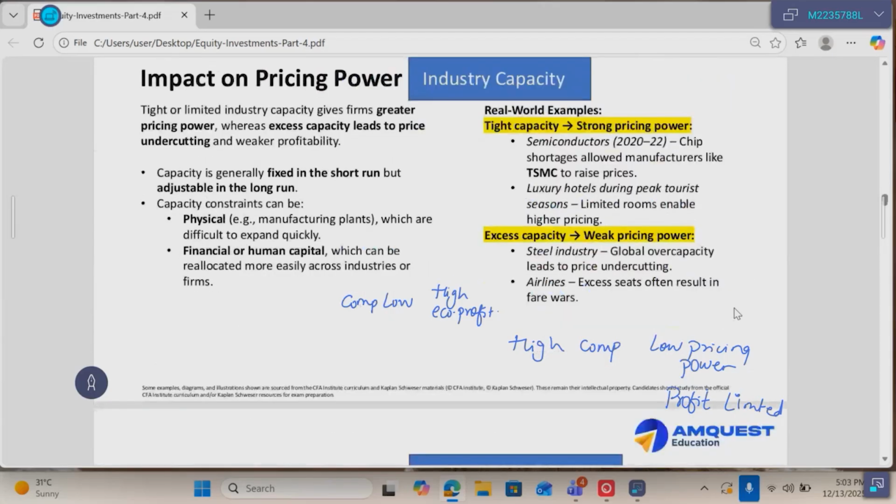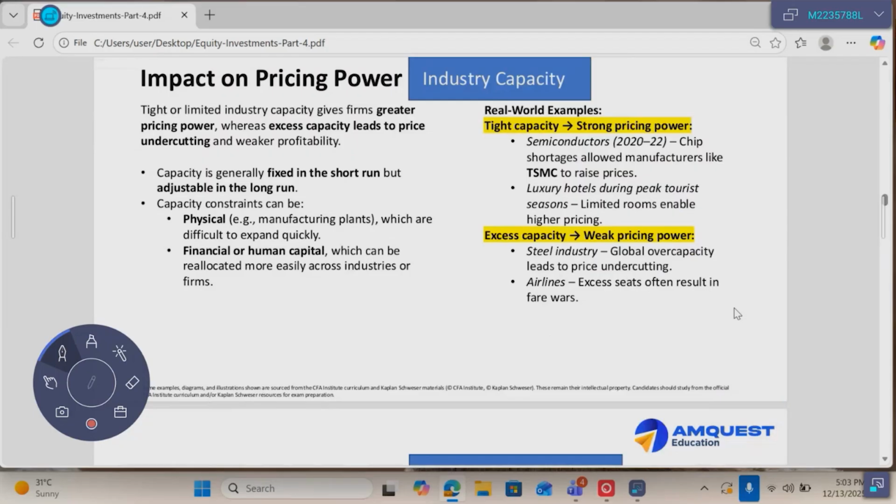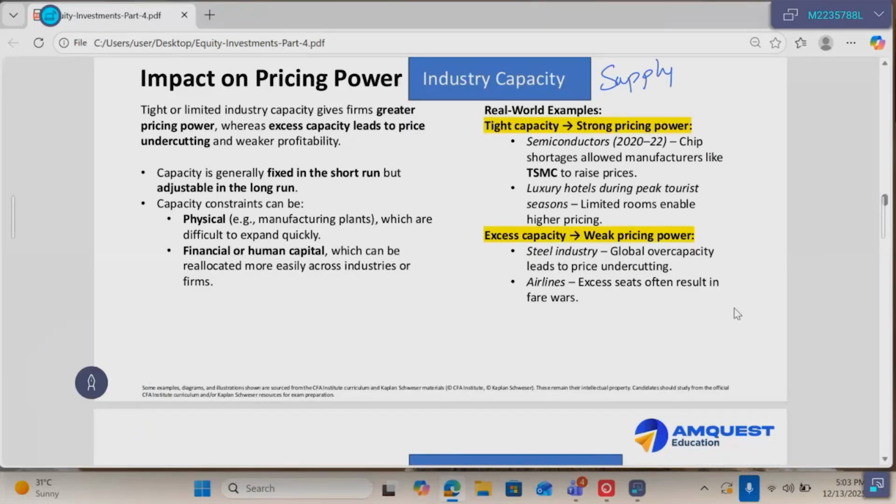industry capacity. So tight or limited industry capacity gives firms greater pricing power. So industry capacity is talking about supply. Law of economics, limited supply, high prices. So if a product is very limited in availability, people are willing to pay more in order to purchase it. The best example is artifact painting, one of a kind things. So people will always compete with each other and then prices can go up.